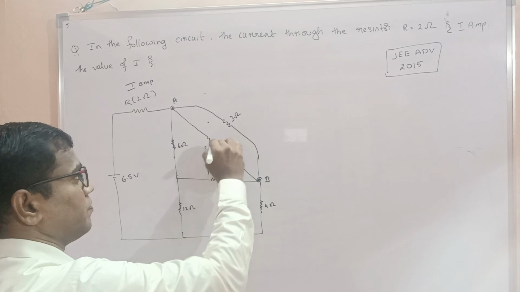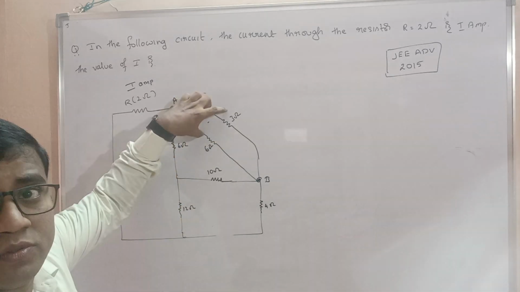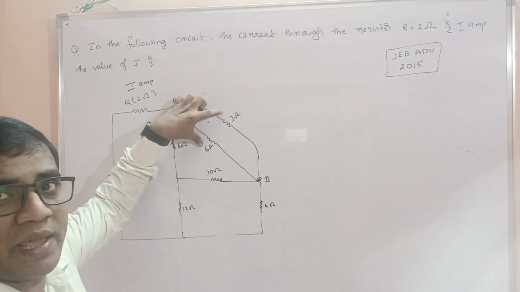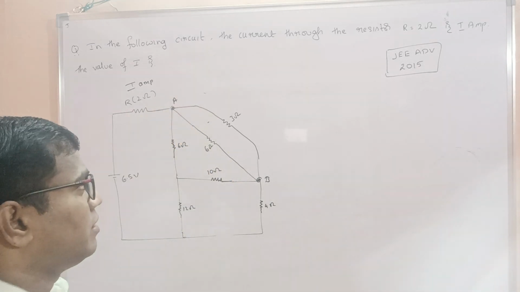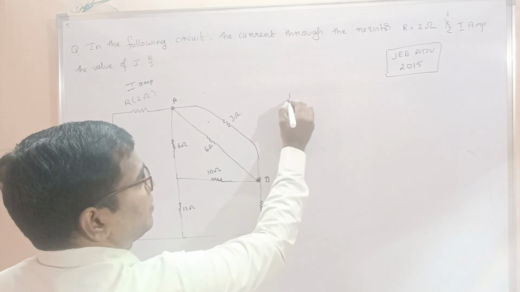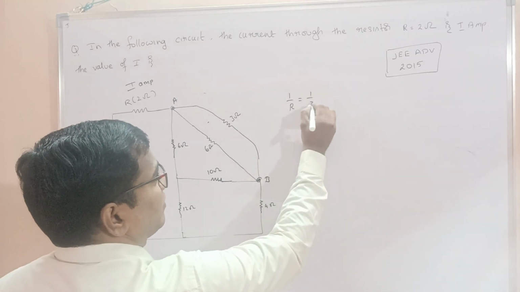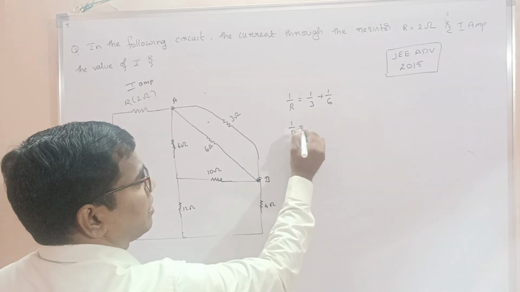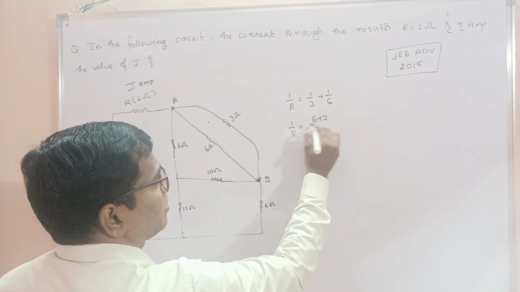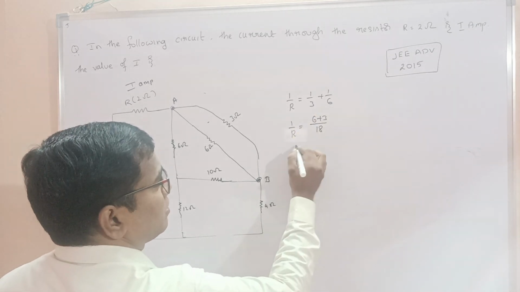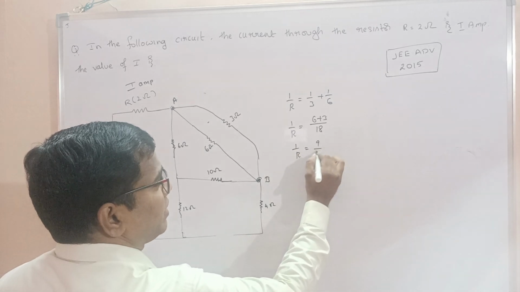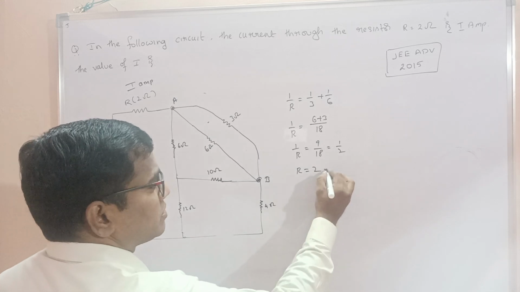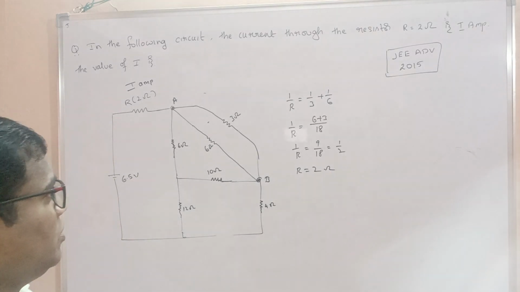And when we observe, from this point A and B, these two, 6 and 3, are connected in parallel. So we know the parallel formula, 1 by R is equal to 1 by R1 plus 1 by R2. So if you solve, 1 by R is 1 by 6 plus 1 by 3, which is 1 plus 2 by 6. So 1 by R can be written as 3 by 6, which is 1 by 2. So R is equal to 2 ohms.